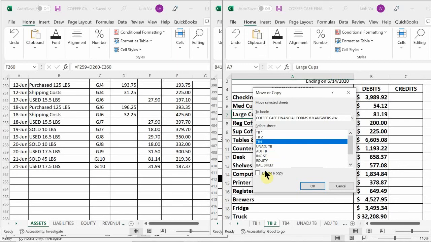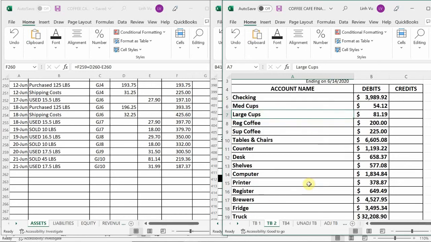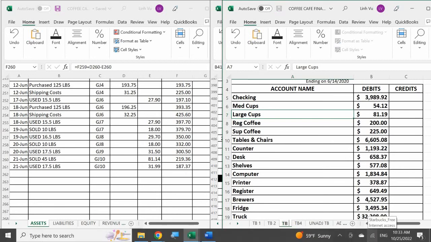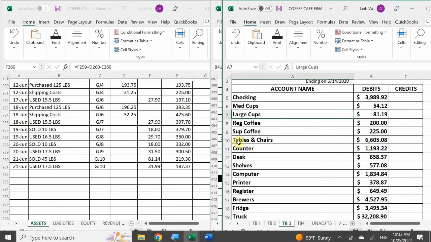And the crucial thing that you have to do is make sure you click on create a copy. And I'm going to click OK. So once I click OK, now it places it in between trial balance 2 and trial balance 4. And I'm going to rename this. It says trial balance number 2, I'll change it to trial balance number 3.